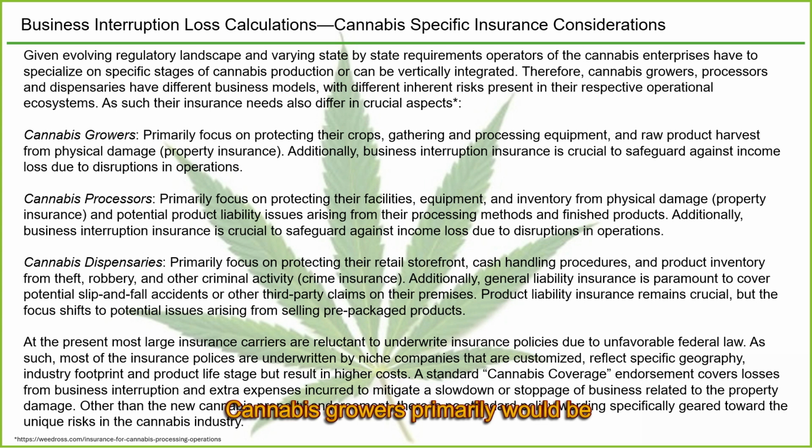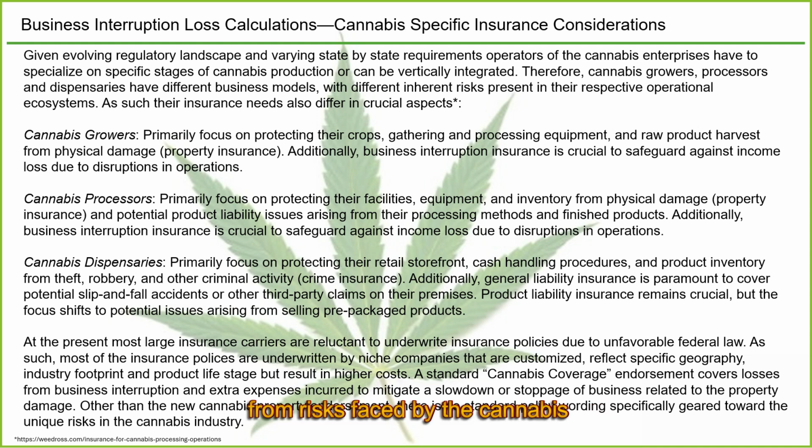Cannabis growers would primarily be focused on protecting their crops or gathering and processing equipment, and a loss of raw product that was harvested prior to being processed. That entails, for example, coverage due to pests or coverage due to flooding, the fields are flooded, or coverage due to disruptions in supply chain. You can't get the fertilizer, right?